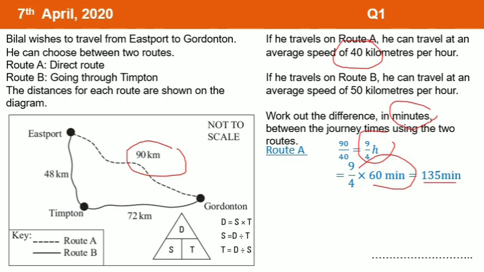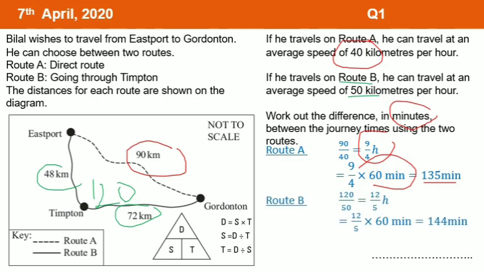Now what about if we use road B? We need to find the distance first, right? The distance is 48 plus 72, which is how many? 120. And what about the speed? The speed is 50 kilometers per hour. So the time taken will be 120 divided by 50, which is 12/5 hours, equal to 144 minutes. Now what about the difference? We just have to subtract them. How many is it? 9 minutes.